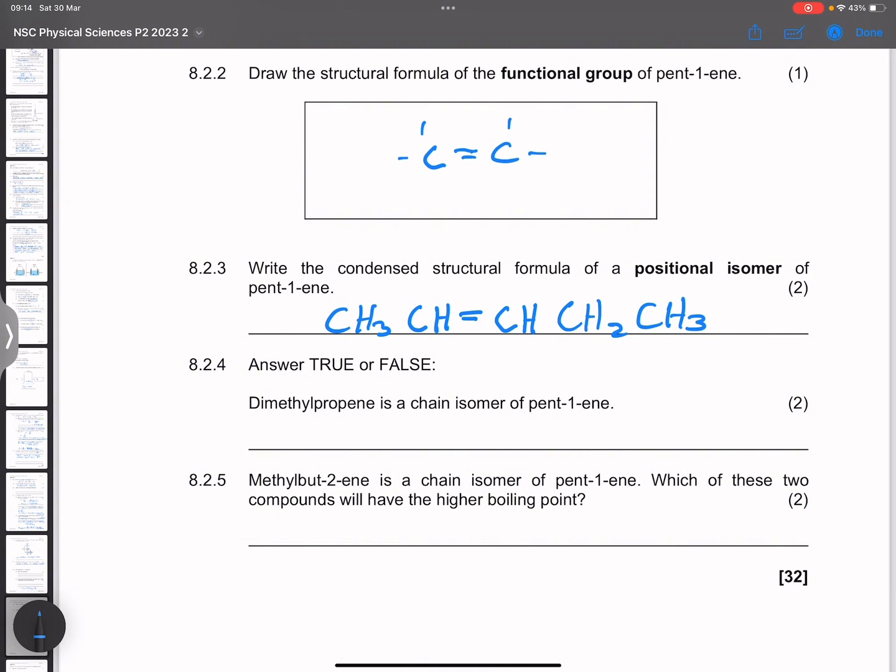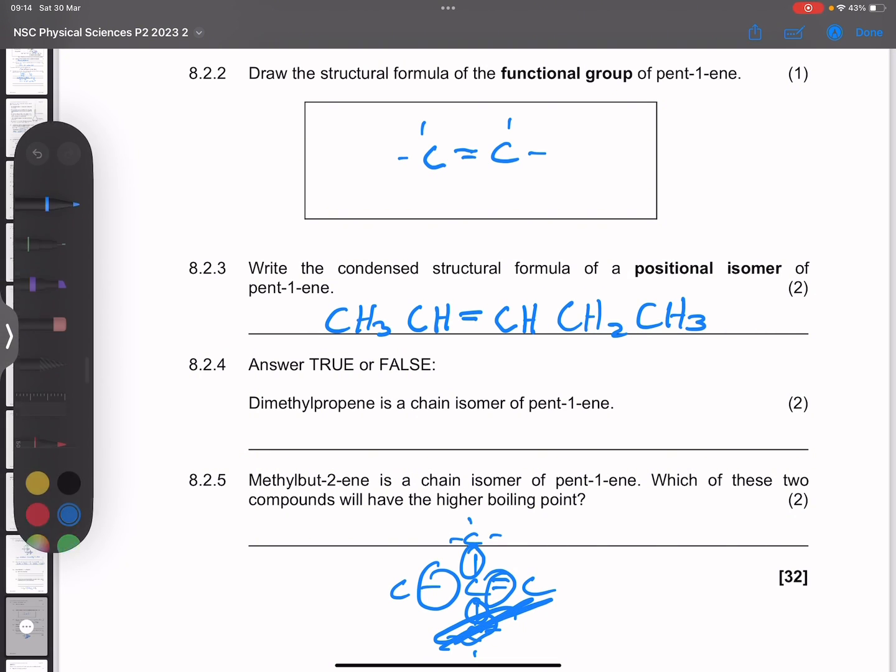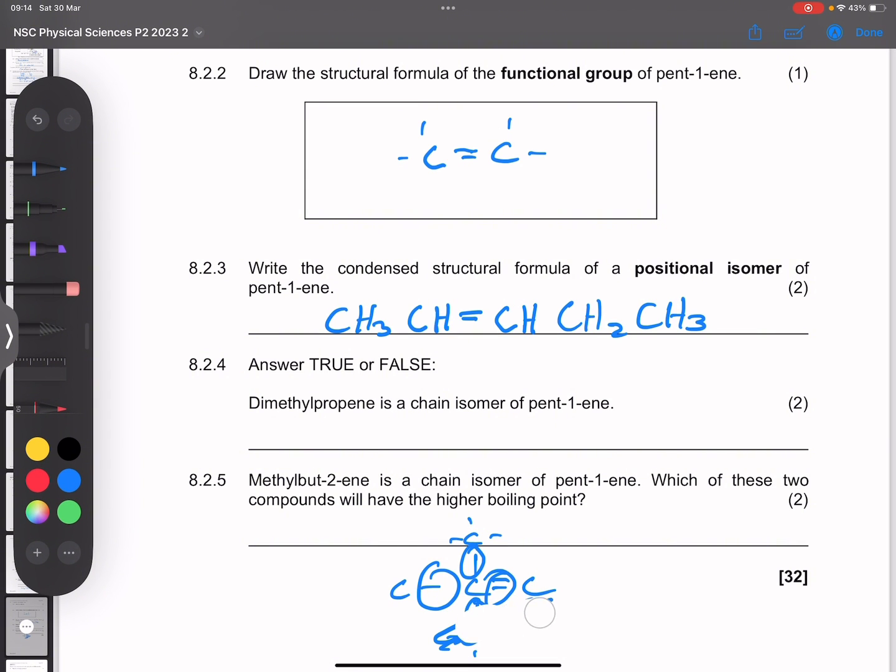Right, now they say to us dimethyl propene, right, is a chain isomer of pent-1-ene. Okay, would it be possible for us to have dimethyl propene? Okay, so let's see. So propene, it would have a double bond. No, it's not possible, because the only way that you can have dimethyl would be at carbon number 2, and you see now you've got more than 4 bonds around the carbon atom. So in that case, the answer is simply false. Okay, right, so this guy is not behaving. Okay, so they said to us, is it true or false? It would definitely be false.